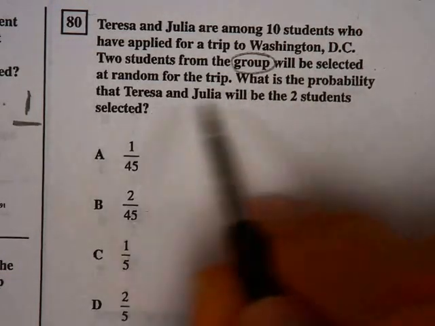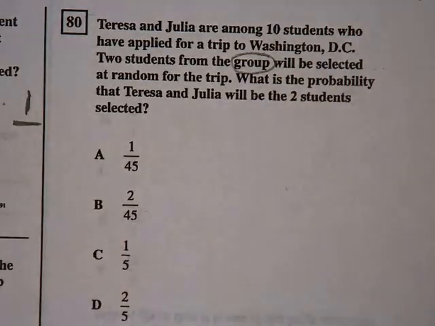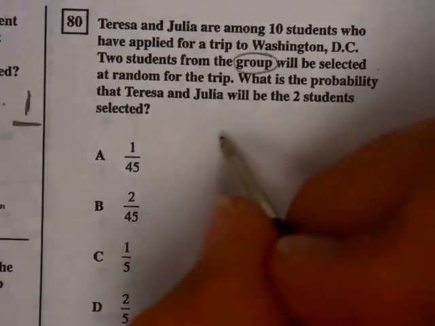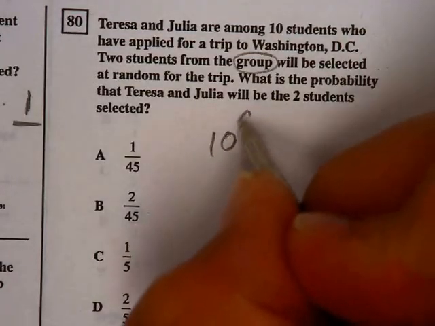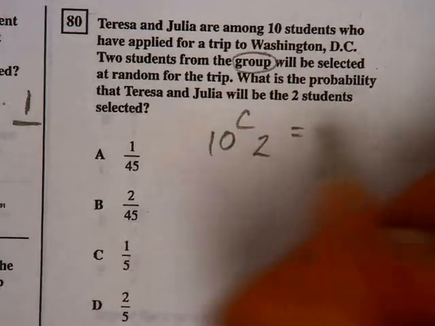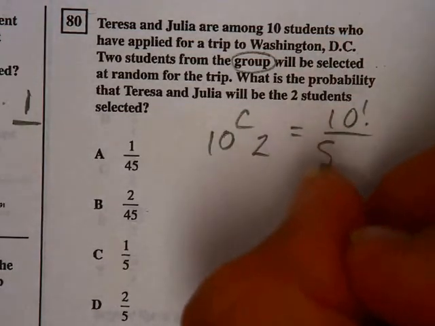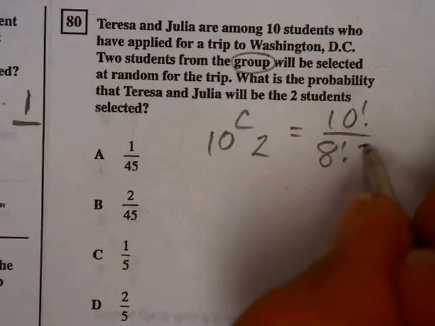The probability that Teresa and Julia will be the 2 students, well, it's only one way out of the total number of different ways you can group 2 people together. That's one way of looking at it. You can say it's a combination of 10 people taken only 2 at a time. To do that, it's going to be 10 factorial over 8 factorial and 2 factorial.